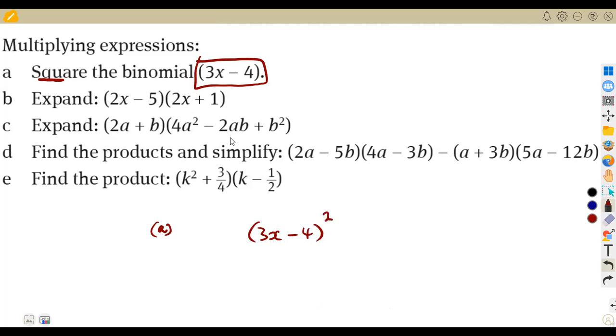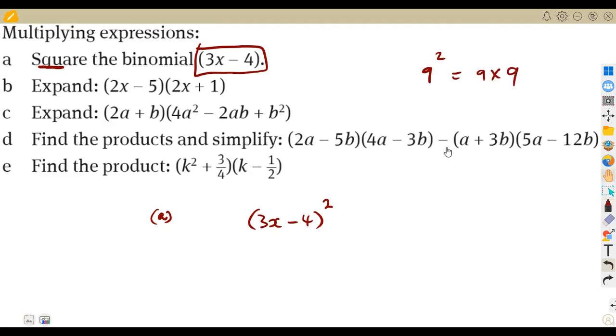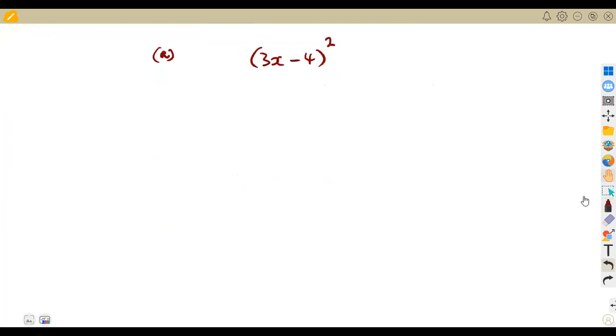All right. But we can't just square this binomial like this, then leave it like that. No, we have to expand. What does it really mean here? Just like in a normal simplification, 9 to the exponent of 2 means 9 times 9. So if I'm given (3x - 4) to the exponent of 2, what does it mean?